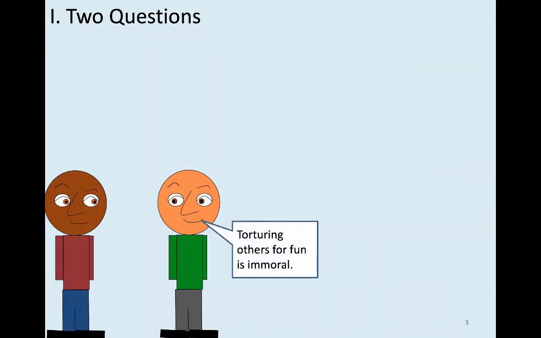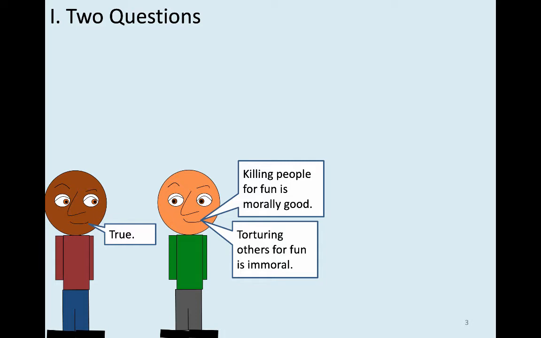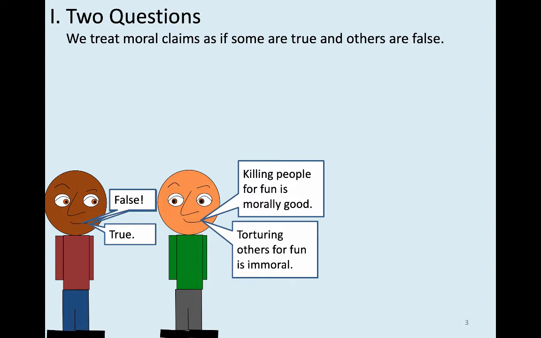What I want you to see here is that there are two distinct kinds of questions we can ask about morality. So first up, suppose the person in green says torturing others for fun is immoral. And the person in maroon agrees and says, yes, it's immoral. Now the person in green says, but killing people for fun, that's good. And the person in maroon says, wait, what? That doesn't seem right. It's false. What I want you to notice straight away is that this seems pretty intuitive, right? It seems pretty intuitive that it's just true that torturing others for fun is immoral, and it's just false that killing people for fun is morally good.